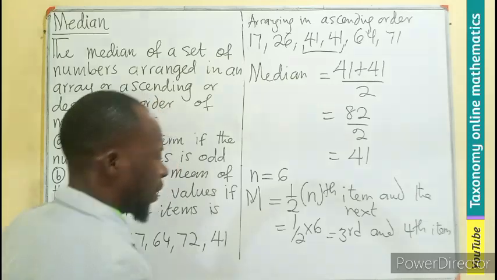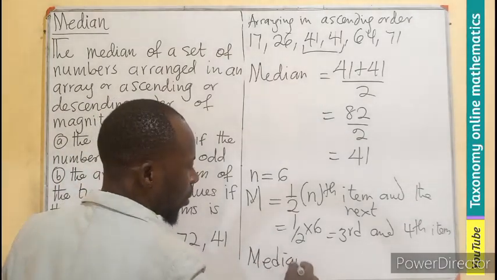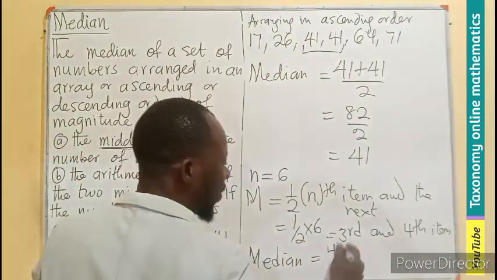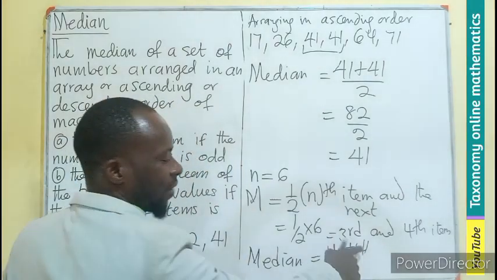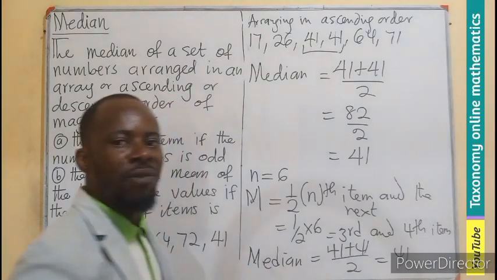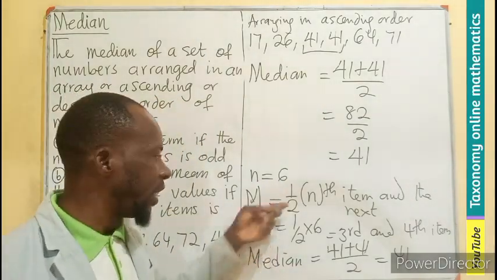So you're going to have your median equals the arithmetic mean, meaning the 41 plus 41, the third term and the fourth term divided by 2, which will still give us what? 41. On the basis of a formula, we are using this.